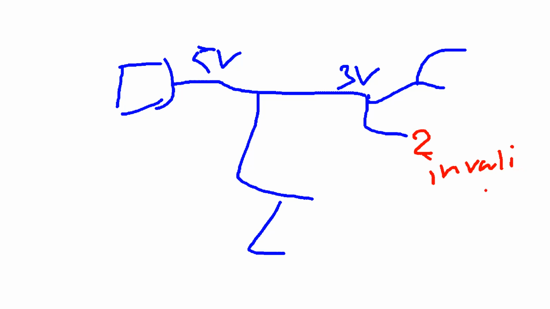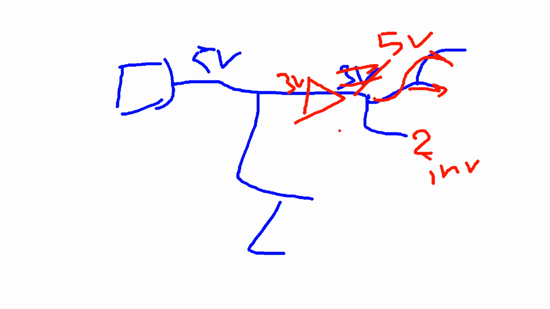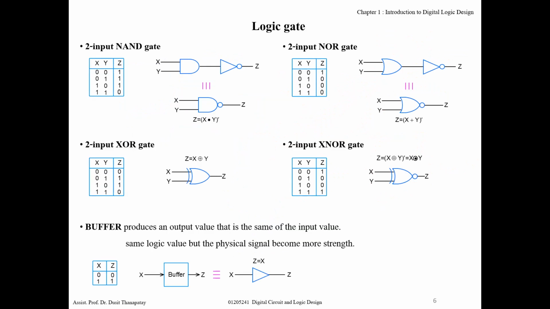Invalid. It cannot be treated as logic high. In this case, you can use a buffer. For example, I add a buffer here, and the 3 volt is raised back up to 5 volt. So now you can distribute this 5 volt to another logic gate, to make the signal a stronger potential.